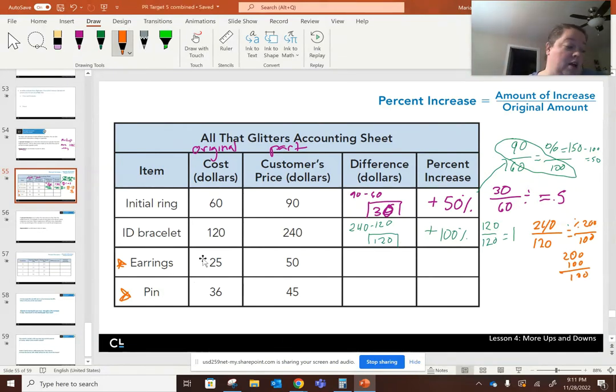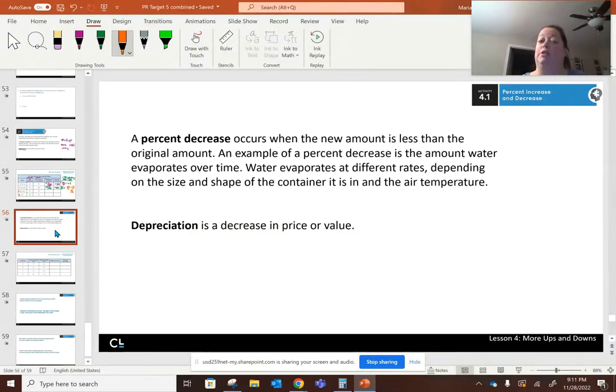Now let's go to percent decrease. A percent decrease obviously occurs when a new amount is less than, so again, less than, we're going to be subtracting, than the original amount. An example of a percent decrease is the amount of water that evaporates over time. Water evaporates at different rates depending on the size and shape of a container it is in, the temperature.